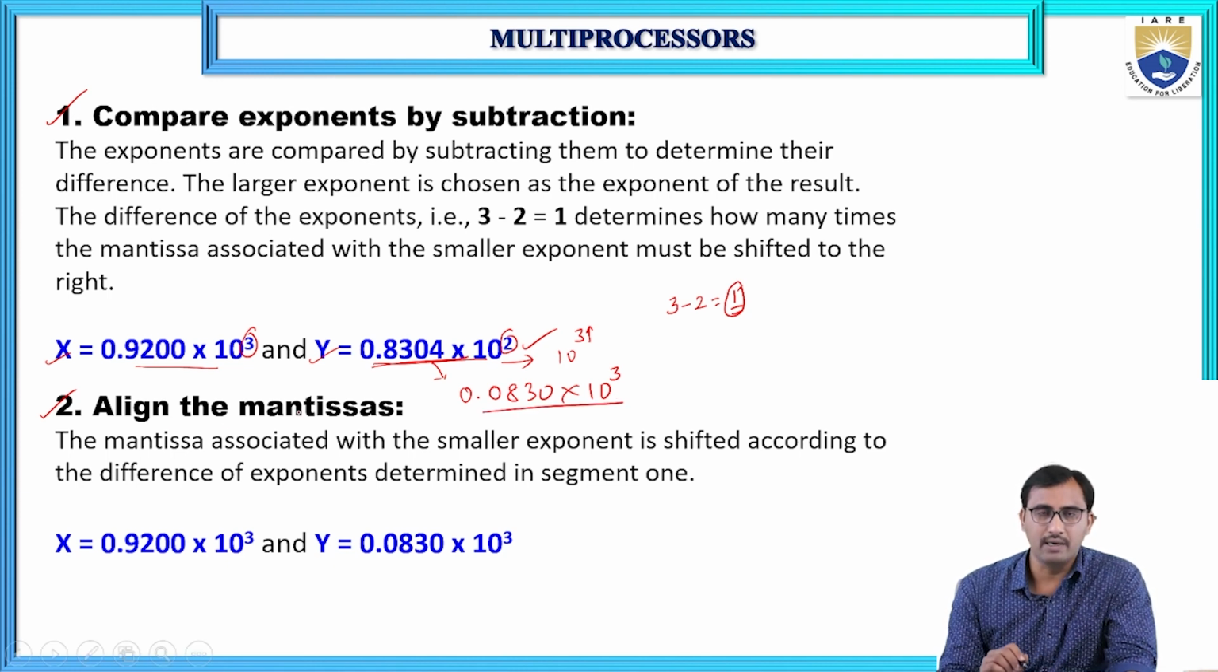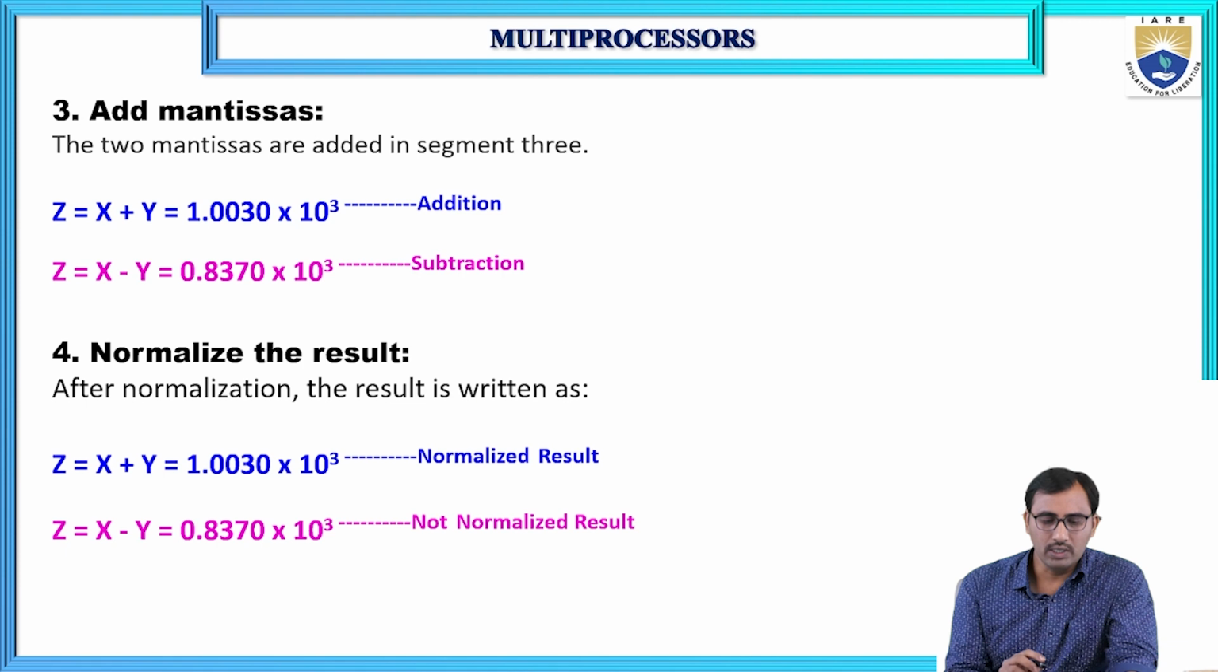After performing alignment of the mantissa, the x value will be x is equal to 0.9200 into 10 power 3, and the y value will be y is equal to 0.0830 into 10 power 3. So now the exponents are equal. Now we are performing addition or subtraction. Once you perform addition, the value is 1.0030 into 10 power 3. Similarly, if you perform subtraction, you will get 0.8370 into 10 power 3.